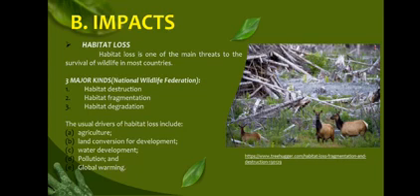Second, habitat fragmentation. It is where parts of a habitat are destroyed, leaving behind smaller unconnected areas. Example, construction of a road through a woodland. And last, habitat degradation, where the condition declined due to factors such as pollution.